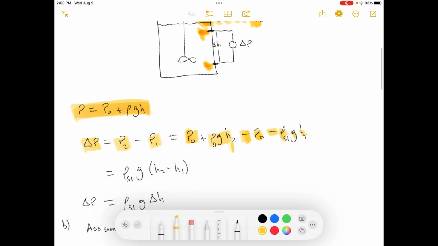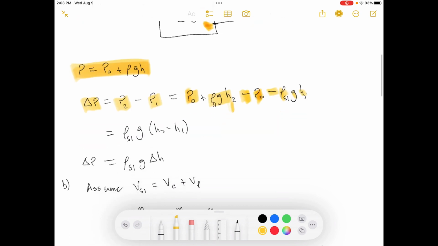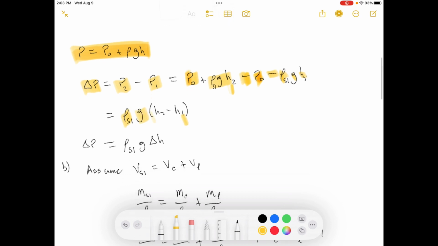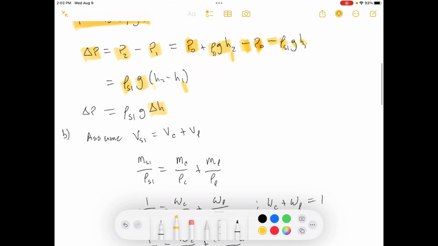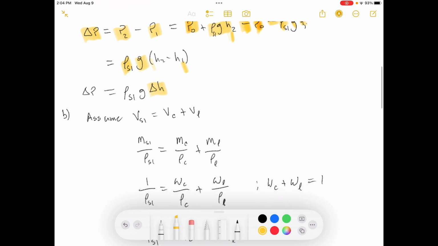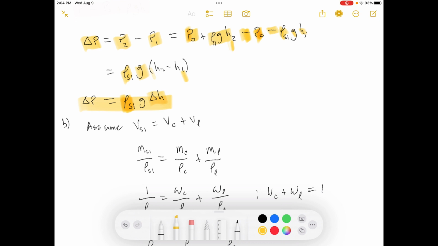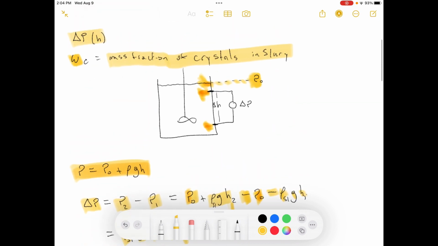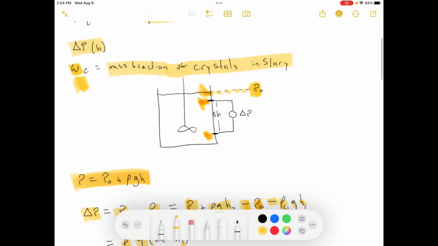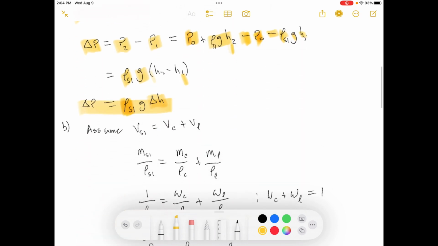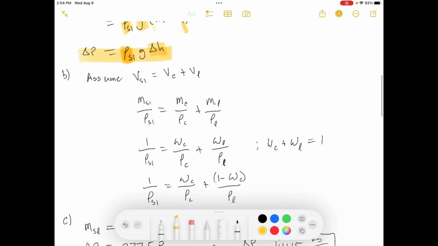So these reference pressures cancel out, and we're just left with rho g times delta h, h1 minus h2. That's what delta means: P1 minus P2, h1 minus h2. So this is our function for determining the pressure transducer reading. It is related to the density of the slurry, and if the density of the slurry is related to the weight fraction, then we've got a function that we can determine weight fraction from.